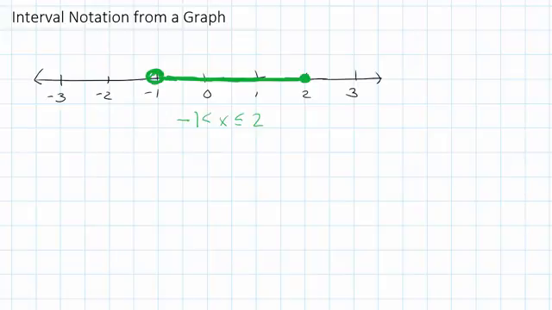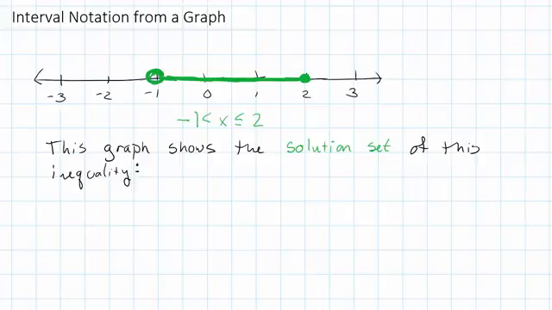In fact, this graph shows what's called the solution set of this inequality. It shows the set of all the numbers x such that -1 is less than x is less than or equal to 2. This is a kind of set that comes up very frequently. It comes up so frequently that we have a shorthand way of writing it.